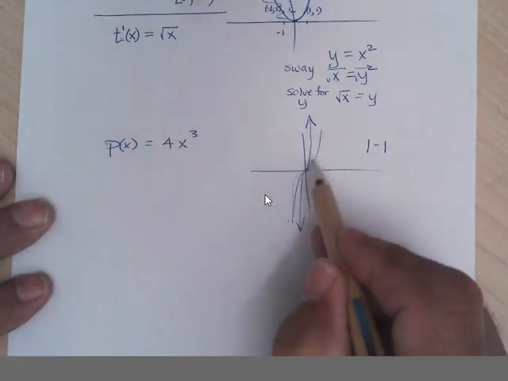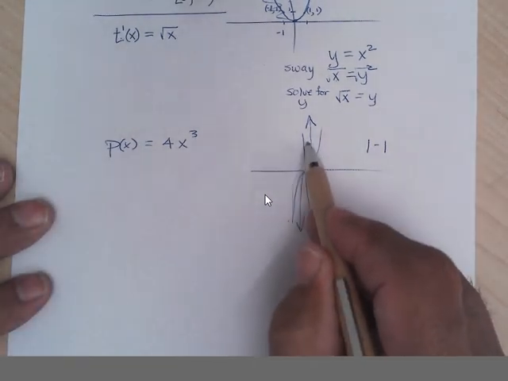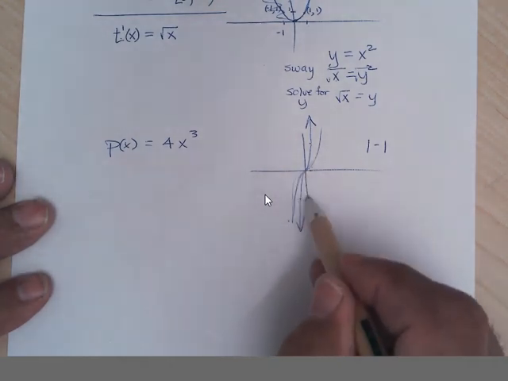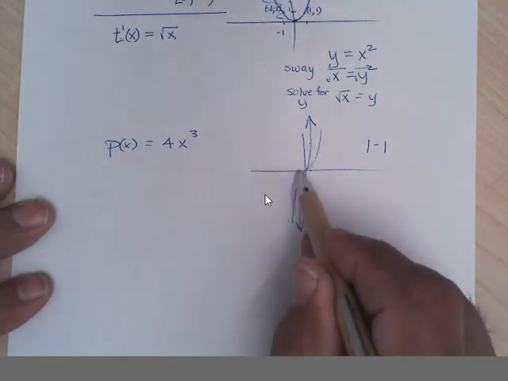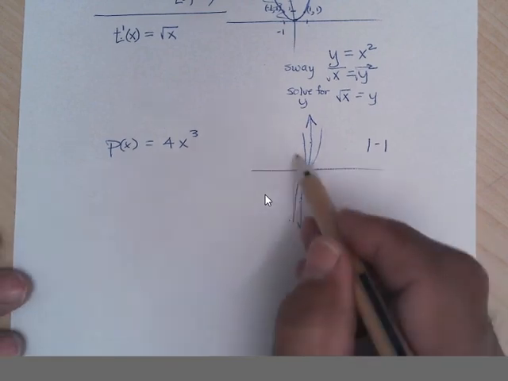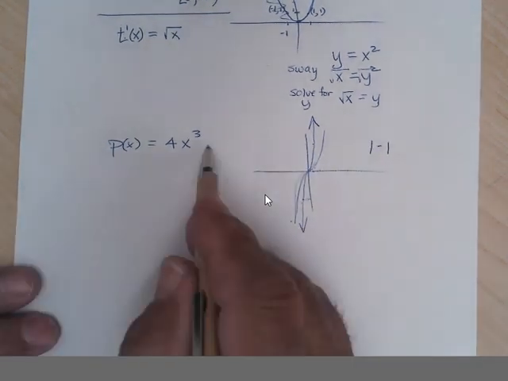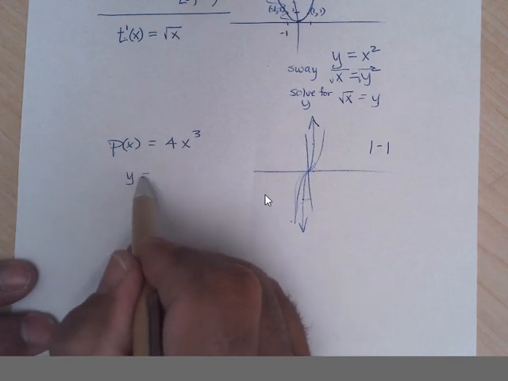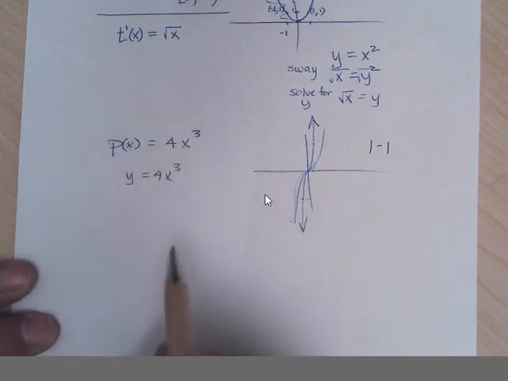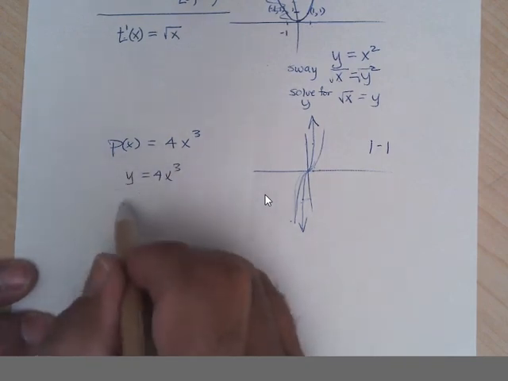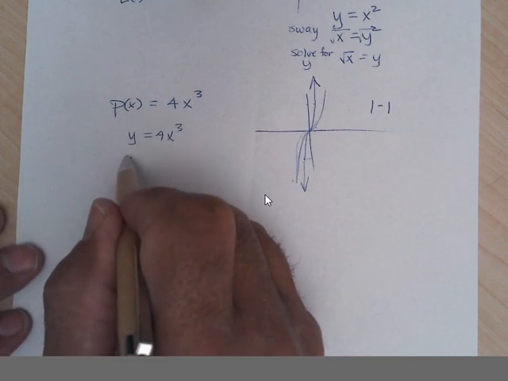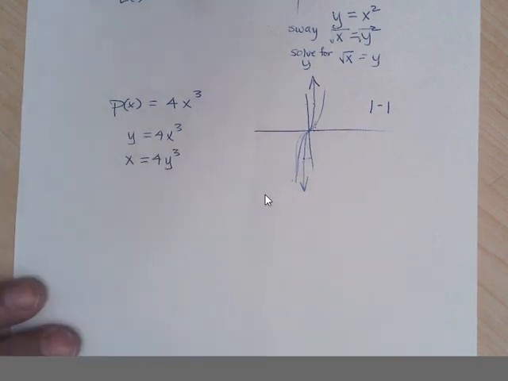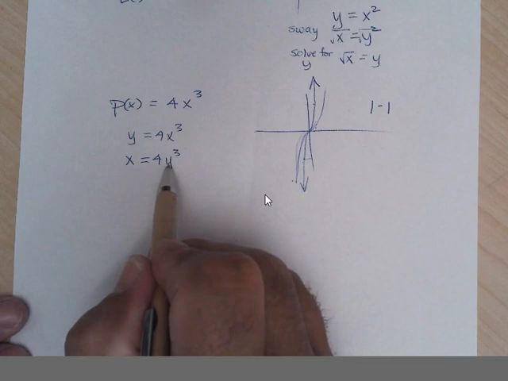For any x, there's one y, and for any y, there's only one x. For this x, there's this y. For this y, there's one x. I could put points in here and figure out what it is, but let's find its inverse. So first, we think of this as y equals 4x to the third. We do a variable swap, and we get x equals 4y to the third.